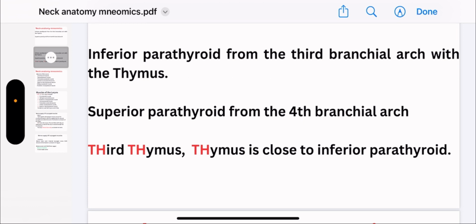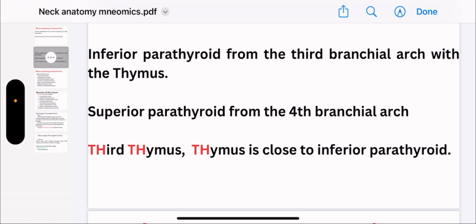Easy. You can remember it by just remembering the first two letters of third are TH. TH, third, and the thymus is also TH, thymus. And the thymus is on the lower side of the neck and it goes into the mediastinum, as you know. So thymus is close to the inferior parathyroid. So the inferior parathyroid should also be the third branchial arch. The fourth branchial arch is automatically for the superior parathyroid.